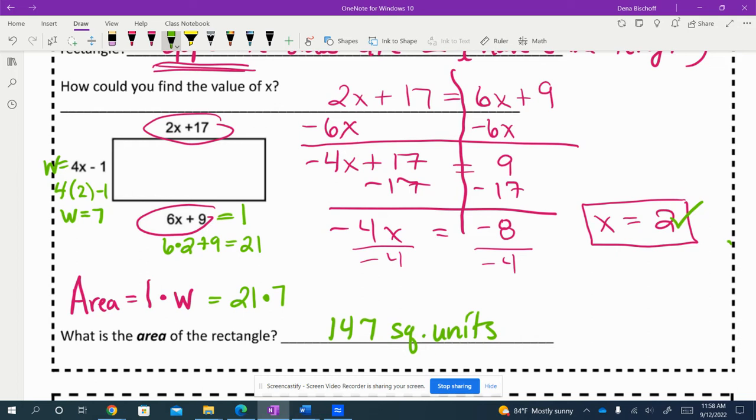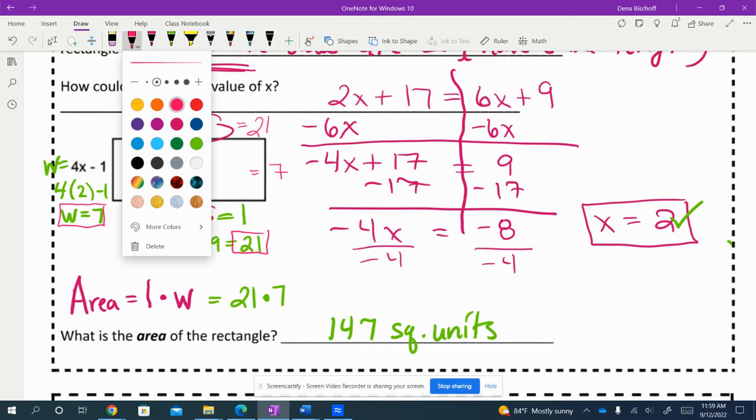Okay? So let's just calculate the perimeter of this one really fast, just to make sure everybody knows how to do perimeter. So perimeter is all the way around the outside. And Tessa told us that opposite sides are equal. So if this length is 21, that means this is also 21. And if the width right here is 7, that means this is also 7.